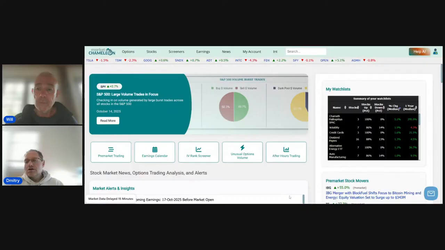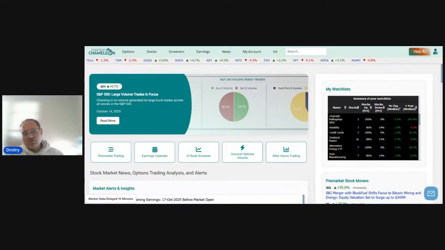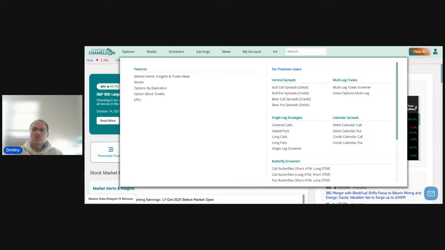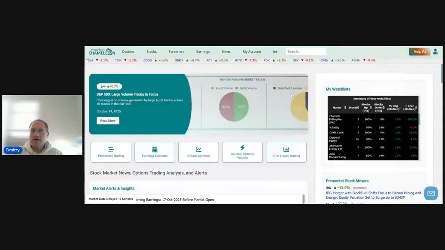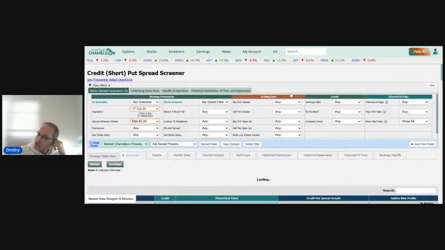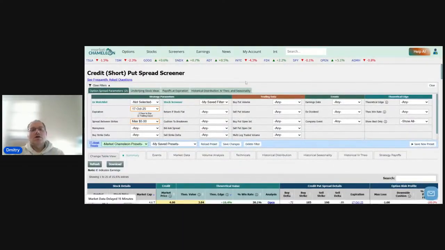Good morning, everyone. Today I think we'll follow up on our discussions with screening for spreads, vertical spreads, put spreads, call spreads. We'll take a put spread today. First, let me navigate to the screen so we can discuss it. Up top, under screeners, go to the right-hand side, and let's do the bull put spreads, credit put spreads. I'm going to click on that, and this will take us to our credit put spread screener.